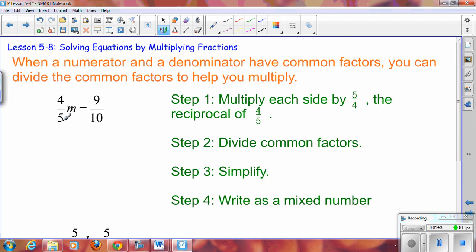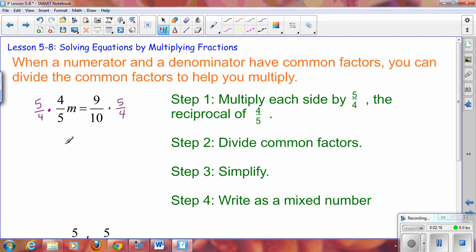Okay, when you have common factors, like the 5 and the 10, see the denominators have common factors, then when you are multiplying, you will get to cancel things out. So we're going to multiply by the reciprocal of 4/5 because that's what's with our variable. So we're going to multiply by 5/4 on both sides.